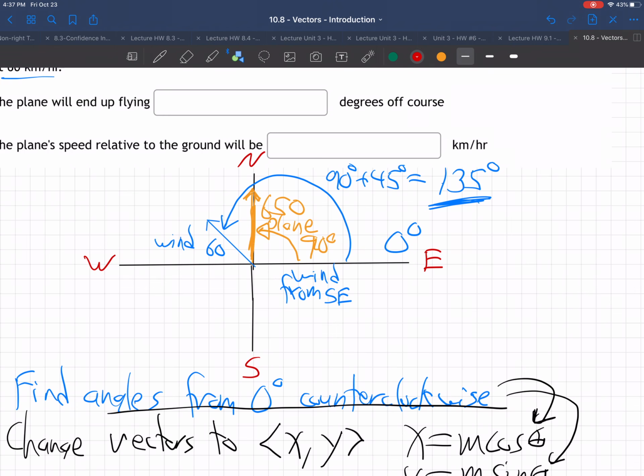Try that again. It's going to go like this. Something like that. That's going to be the resultant vector. It's going to go left and up, you see. Left and up. The resultant vector is left and up.